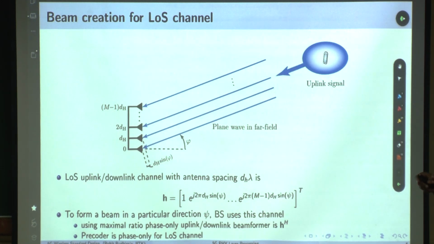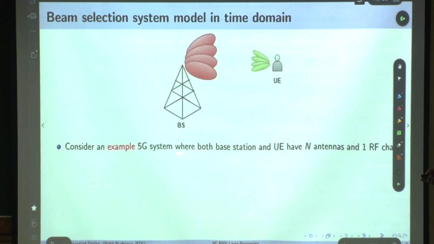Now using this, I will show you, in a work which I did with my dual degree student long time ago, how this initial downlink synchronization is done, using an example system. So this is an example 5G system where both the base station and the UE have n antennas and one RF chain. Simple. The base station forms four beams. The user also forms 4 beams, because the user also needs to form this beam.